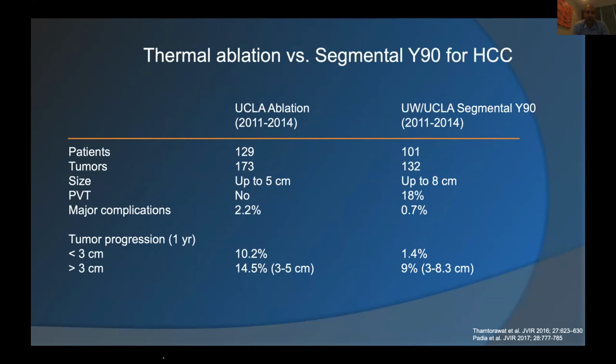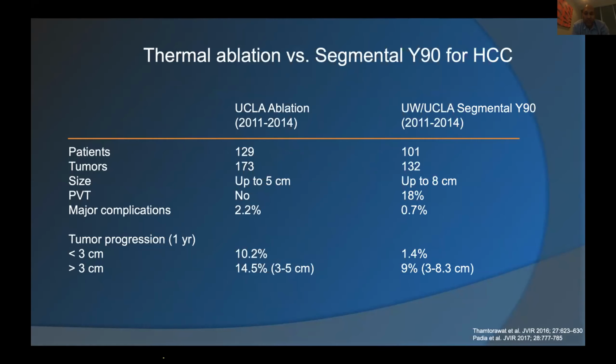And so this was data from our institution, which I pointed to earlier. On the left, this is the ablation data that my partners did from 2011 to 2014, size up to 5 centimeters. But one thing to keep in mind is these are 2 separate data sets. So I'm not necessarily comparing them head to head, but it wasn't a head-to-head comparison.